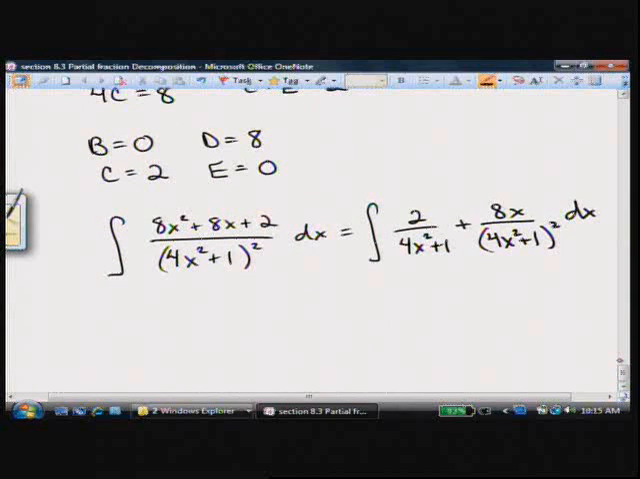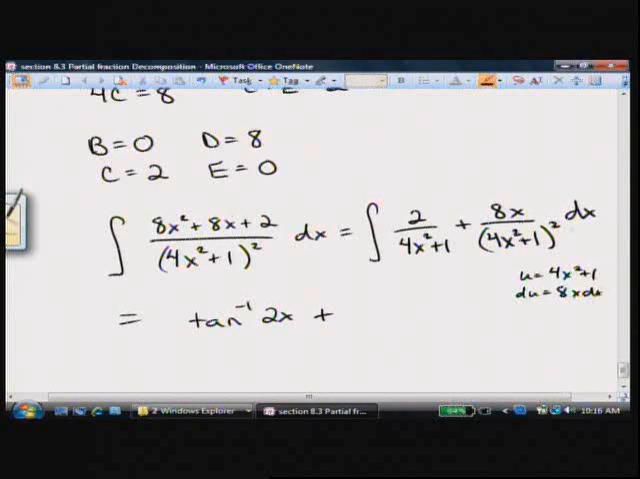All right. Now, what is this antiderivative? Yeah, that's an inverse tangent. So you have 2 times the inverse tangent of 2x, right? Because actually, because u is 2x, then du is 2dx. So you already have the 2, so you won't have that 2 there. And then plus this, if you let u equal 4x squared plus 1, then du is equal to 8x dx. So you have 1 over u squared. So this is going to be negative 1 over 4x squared plus 1. Let's see.